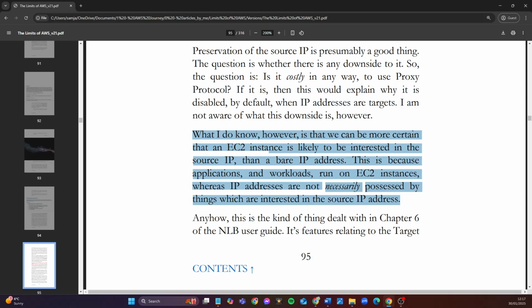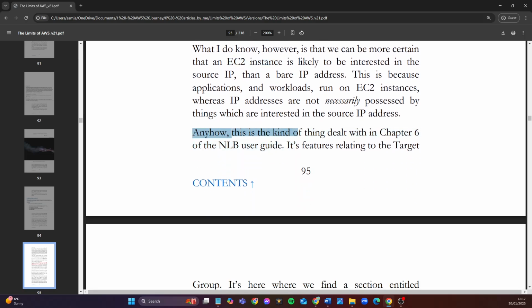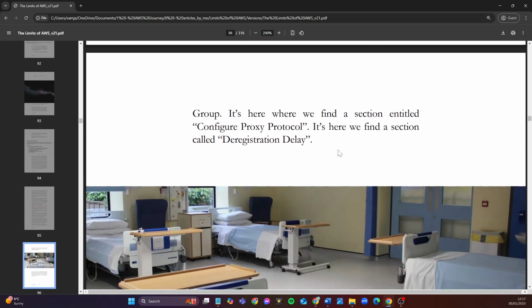All I can say is that when the target's an EC2 instance and we use an EC2 instance ID as opposed to an IP address, then we do have preservation of the IP, because maybe the thought is that if you have an application you're interested in and it's on EC2, then you're interested in preserving the source IP. Anyhow, this is the kind of thing dealt with in Chapter 6 of that Network Load Balancer user guide. So it is features relating to the target group. It's here where we find a section entitled Configure Proxy Protocol. It's here where we find a section called Deregistration Delay.